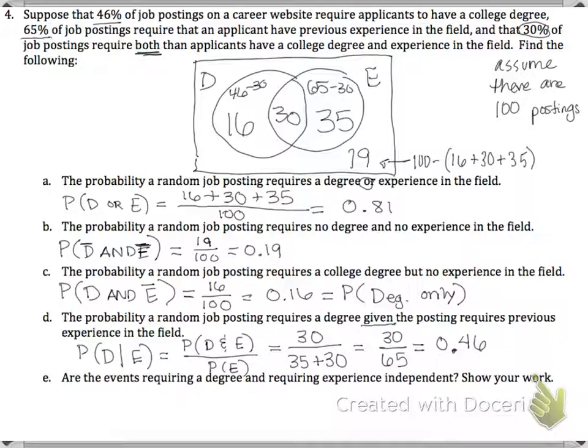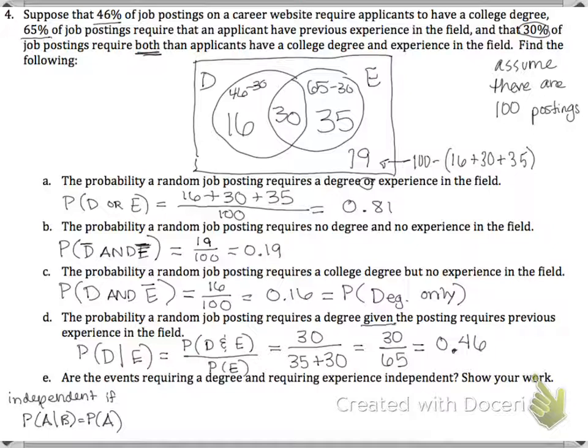Part E says, are the events requiring a degree and requiring experience independent? Okay, so two events are independent if we can show that the probability of A given B is equal to the probability of A. What this means is B has absolutely no impact on A. So it doesn't matter that B happened first. These numbers are still equivalent.